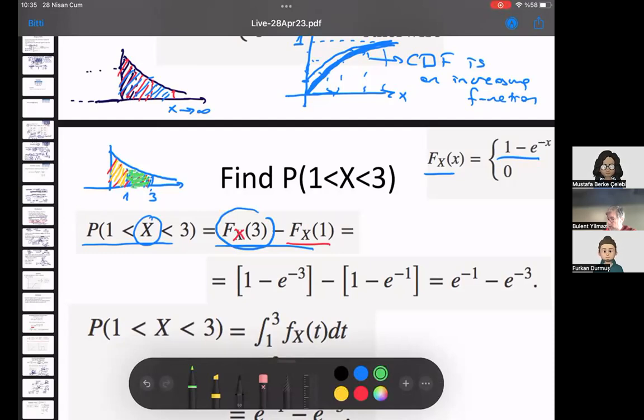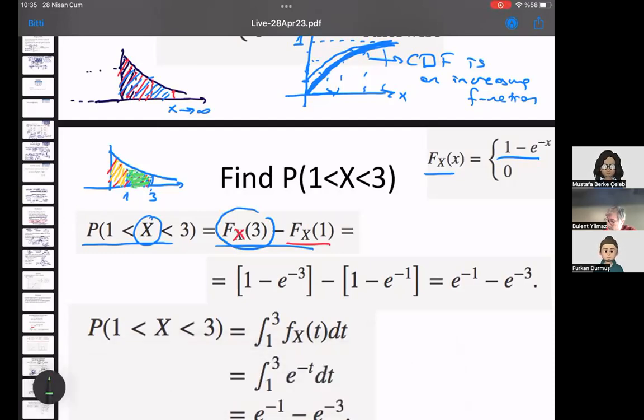So if you understand, the probability of my random variable between 1 and 3 is going to be CDF of 3, which is the area under the curve until 3, minus the area under the curve until 1. If I subtract these two, I'm going to obtain the area between 1 and 3.